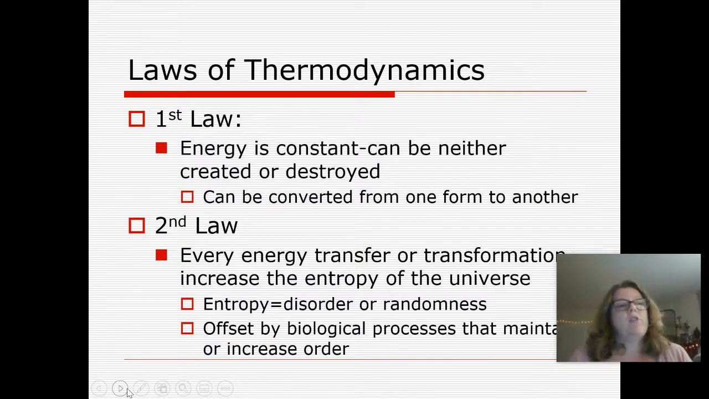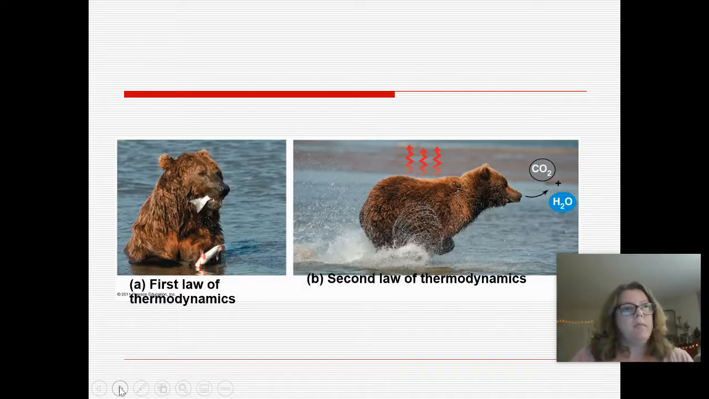The second law of energy says that every energy transformation in the universe increases the entropy or randomness or disorder in the universe. But biological processes specifically attempt to counteract entropy and to create order where there is none. Okay, so these chemical processes that we're doing are meant to put back some of the order that we get when entropy increases.